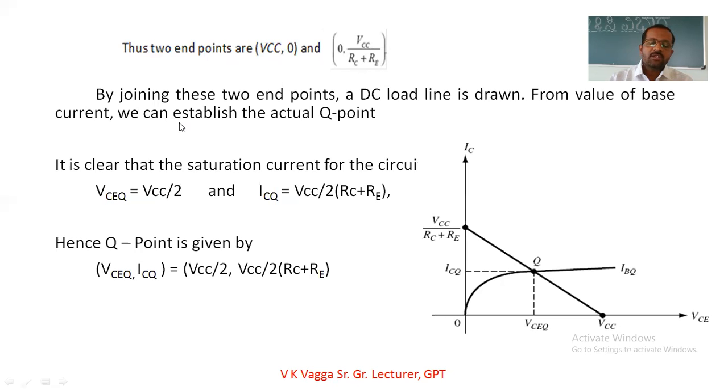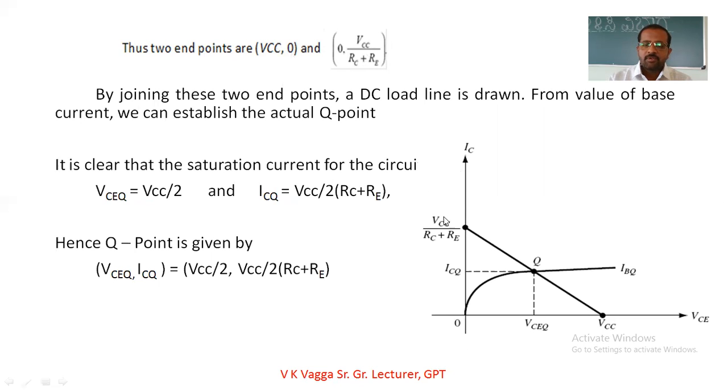From the values of the current, we can establish the actual Q point here. If you want to represent VCC comma 0, IC is equal to 0, which means this is the point on the x-axis here. This is the VCE versus IC plot. IC is equal to 0, so I consider it on the x-axis, and VCE is equal to VCC. So this is the VCC point.